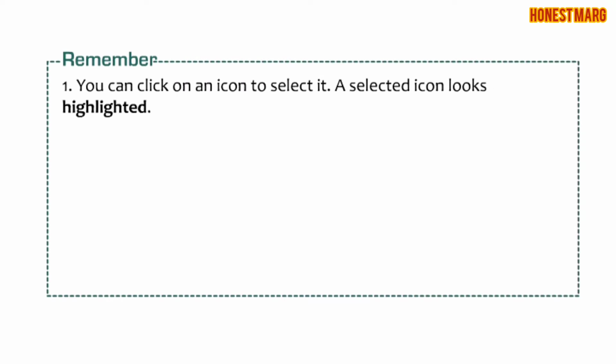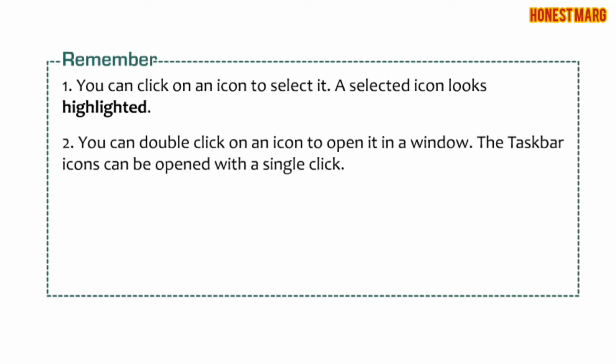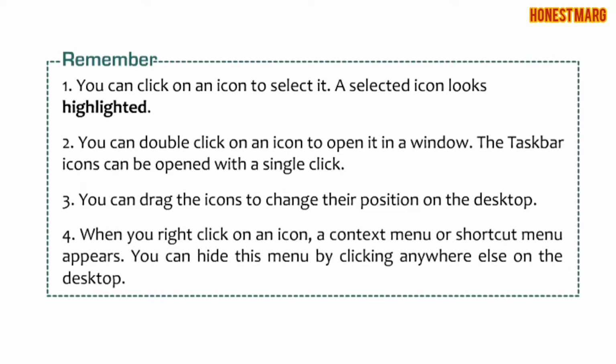Remember, 1. You can click on an icon to select it. A selected icon looks highlighted. 2. You can double-click on an icon to open it in a window. The taskbar icons can be opened with a single click. 3. You can drag the icons to change their position on the desktop. 4. When you right-click on an icon, a context menu or shortcut menu appears. You can hide this menu by clicking anywhere else on the desktop.